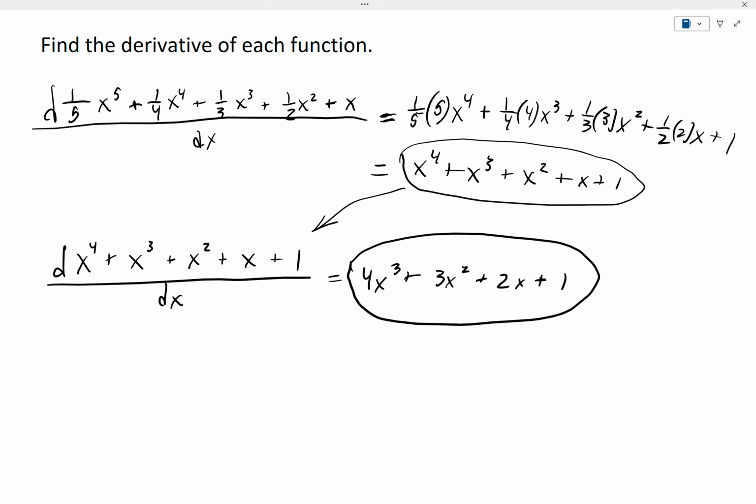So this is how you do these simple derivatives of big polynomial chains. Might look intimidating, but not really, because it's just constant multiple rule and power rule. That's it. That's how you do these.